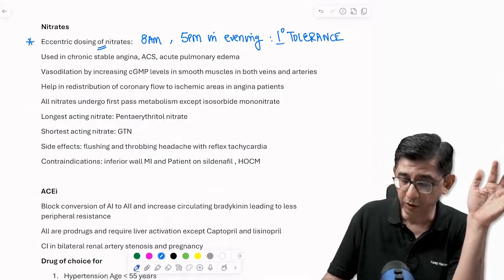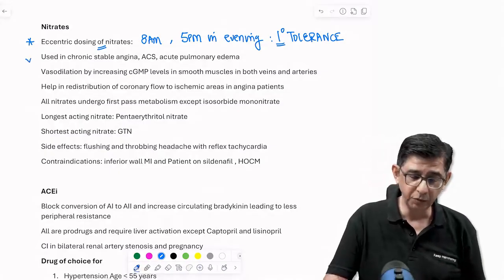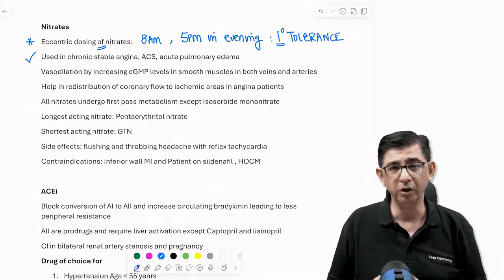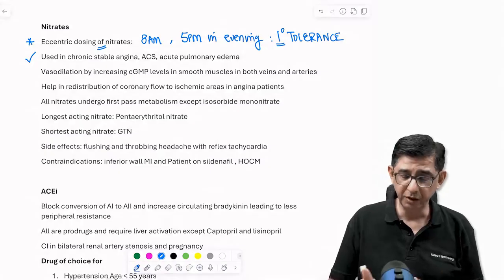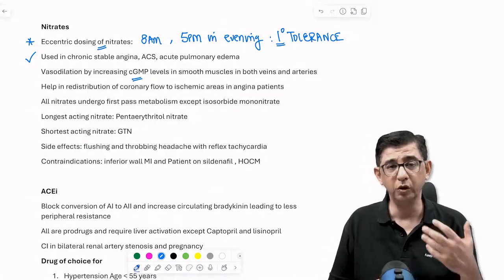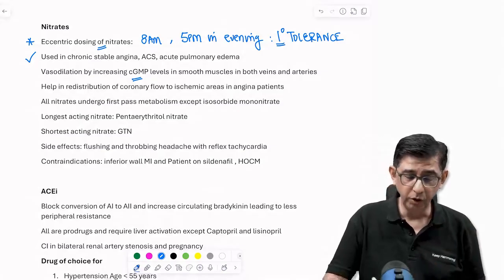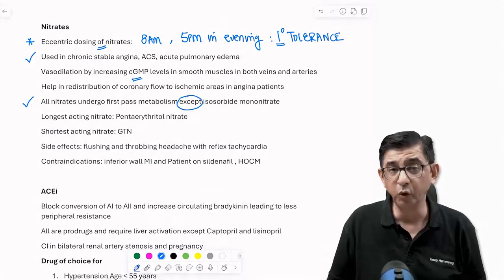We want to prevent tolerance to nitrates, otherwise nitrates will not be working. Nitrates are used in management of chronic stable angina, acute coronary syndrome, acute pulmonary edema, as I've explained to you. They work by increasing the level of cyclic GMP, and they help in improving the perfusion of the areas with angina. All nitrates undergo first pass metabolism except, the answer is isosorbide mononitrate.